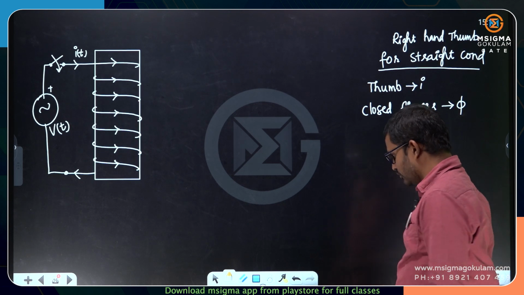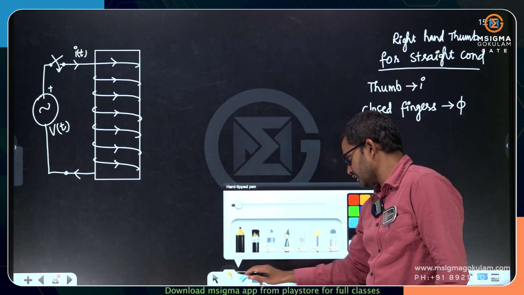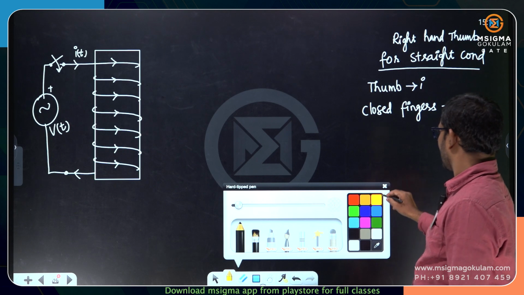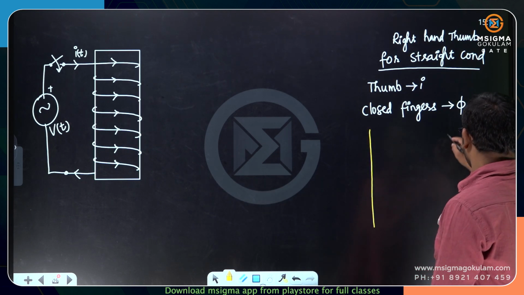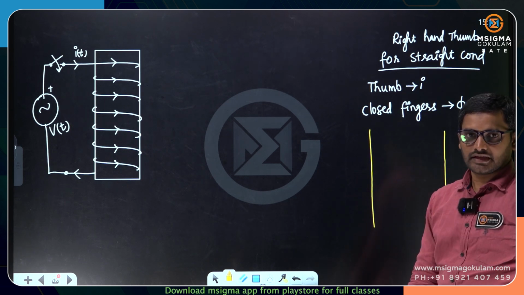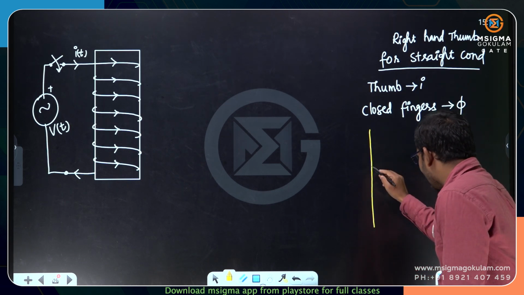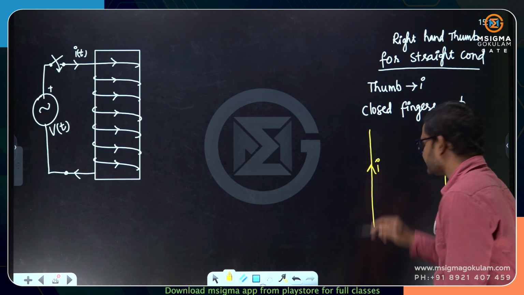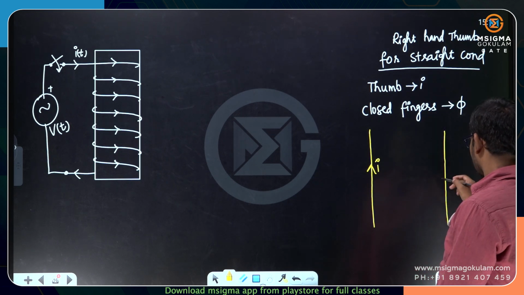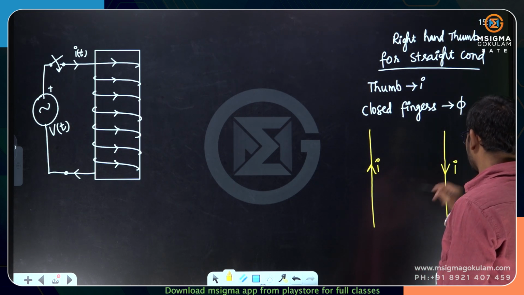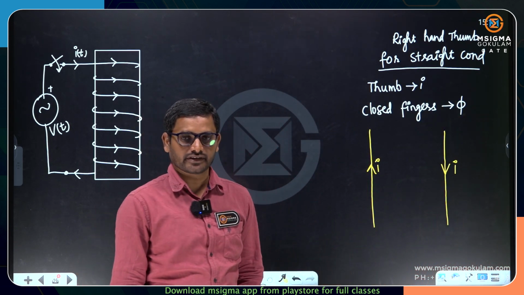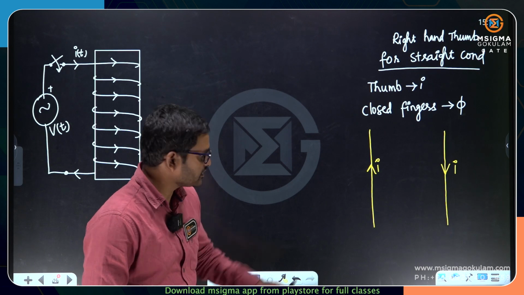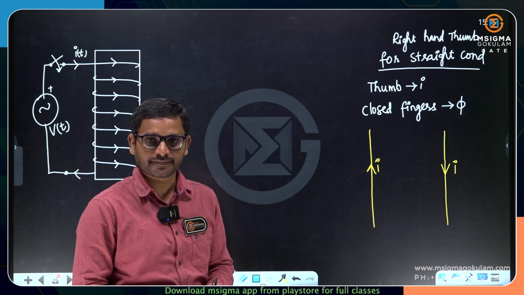Let me show you a simple question here. I have a straight conductor, and I have one more straight conductor. This straight conductor is carrying a current in the upward direction, and another straight conductor is carrying a current in the downward direction. Then what is the flux direction produced by these current carrying conductors?